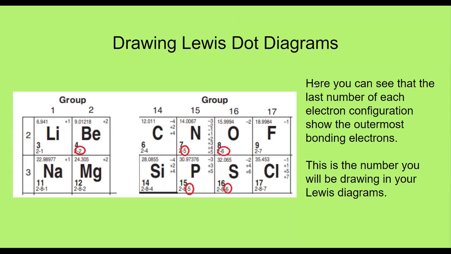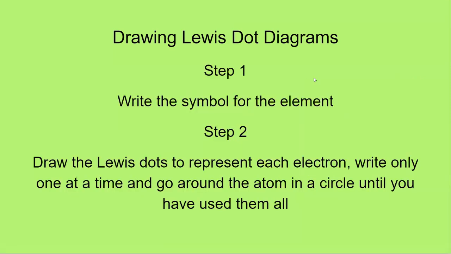So let's go to those slides so I could show you how easy it is. First, you write the symbol for the element. By the symbol, I mean the letters that we use to represent that element. Chlorine is Cl, C is carbon. And then you draw dots to represent each valence electron.